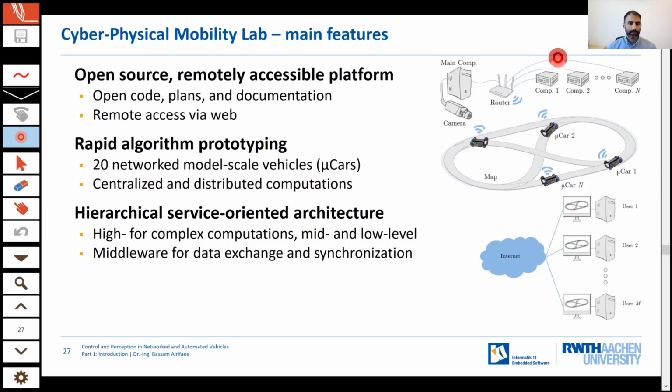What also belongs to that service orientation is a middleware for data exchange and synchronization. And for this, we use DDS, Data Distribution Service. It's a modern protocol for distributed data exchange and synchronization.